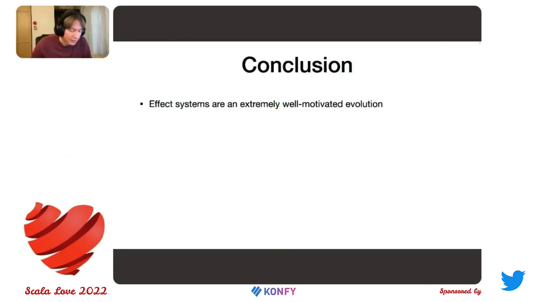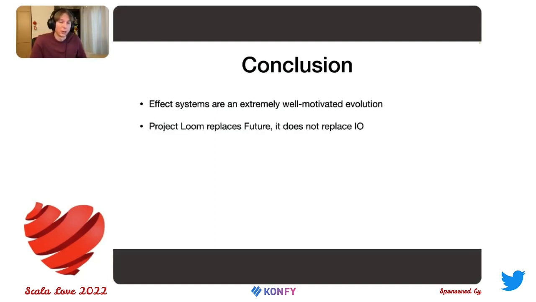So in conclusion, and I really could talk about this for hours and hours and hours, but we're going to wrap it up here. Effect systems are very, very well motivated. There's a lot of pragmatic thought that has gone into the trade-offs that are chosen, and I think they really do represent a paradigm shift beyond Future. Project Loom, which everybody is talking about, replaces Future. It doesn't replace IO. It covers that previous generation of thought, and for some applications that's going to be fantastic. But for other things, it's not going to match what we have here.